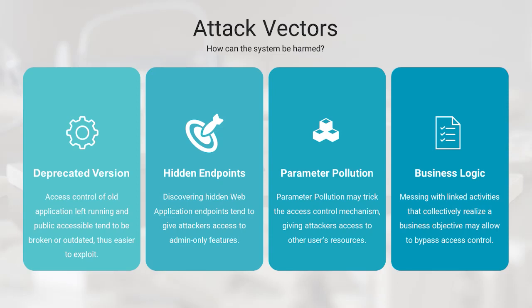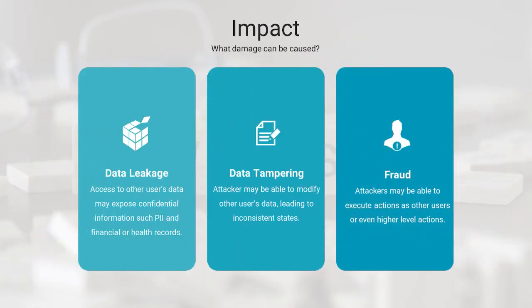Some business logic requires actions to be performed in a certain order. Since HTTP is stateless, it is up to the backend to track whether those actions are performed in the required order. Messing with the order of actions may trick the access control mechanism. Accessing other users' data may expose sensitive data such as PII and financial or health records. Compromising admin-level functions may expose all user data. If privilege levels do not distinguish users who can only view data from those who can modify it, then attackers may be able to modify other users' data, creating some sort of inconsistency or severe data loss.